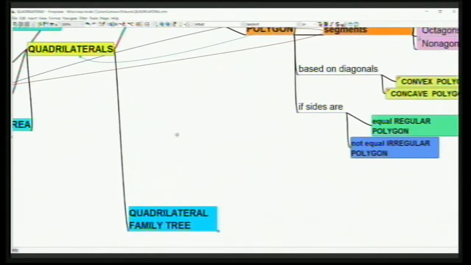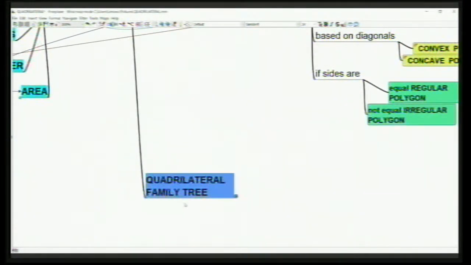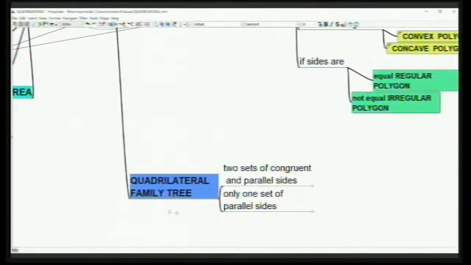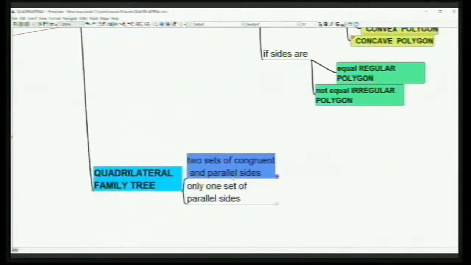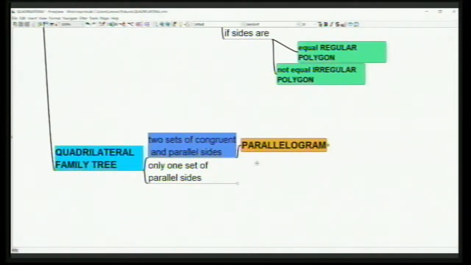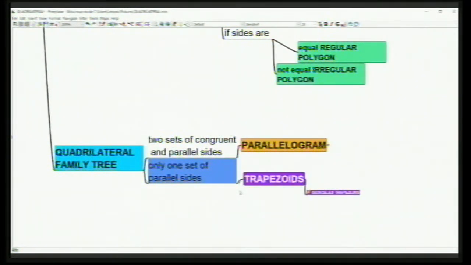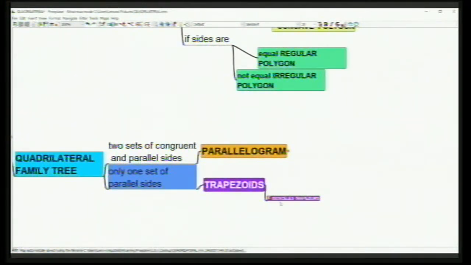Now when we talk about quadrilaterals, we have a family tree which will totally come out of these quadrilaterals, which we shall discuss like this. When we have two congruent parallel sides for a quadrilateral, that will be categorized in a special variety called the parallelograms. And when we have only one set of parallel sides, that will be called the trapezoids. And further from the trapezoids, we will move on to the isosceles trapeziums, etc.